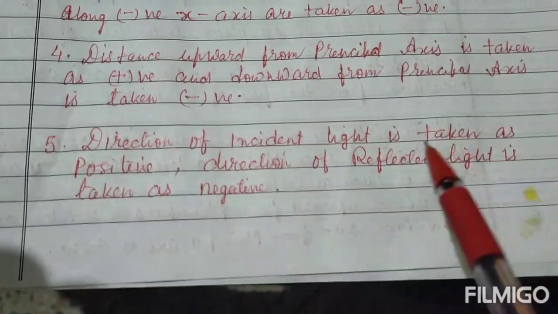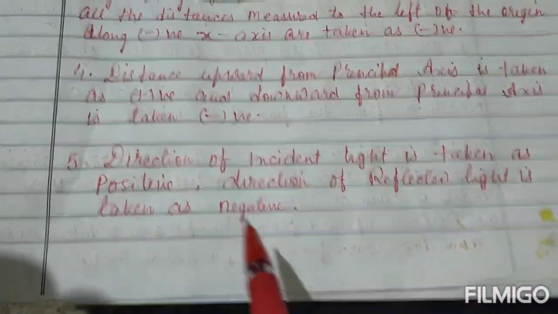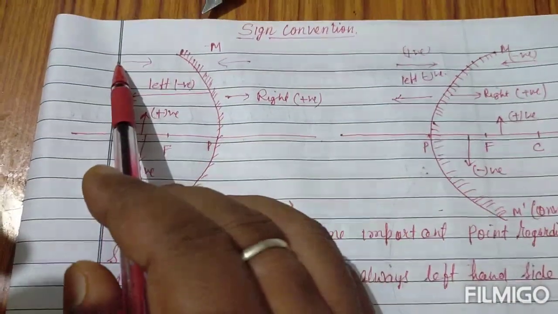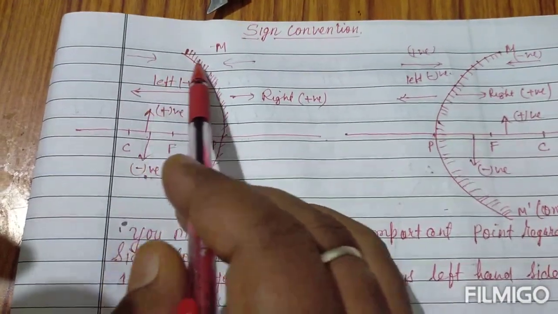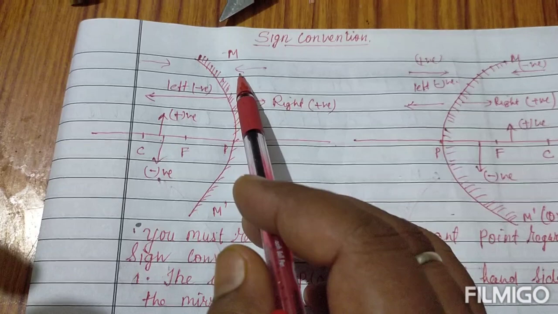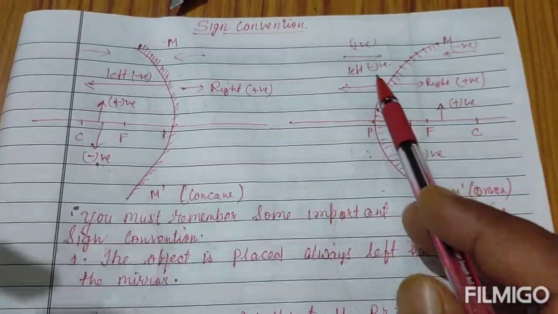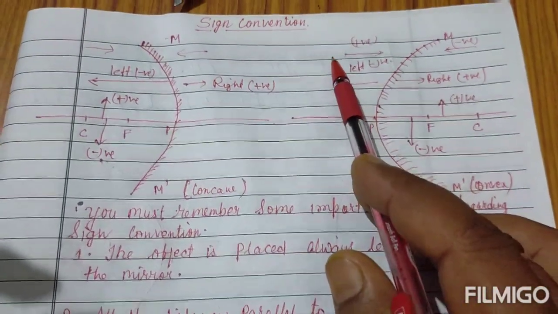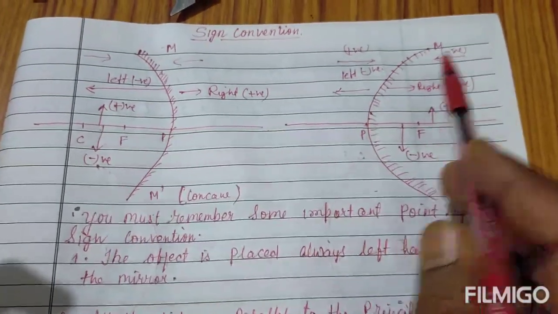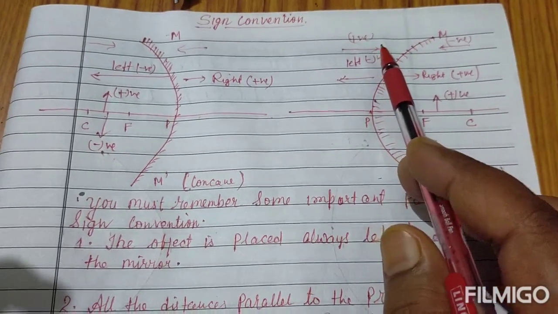the direction of incident light is taken as positive and the direction of reflected light is taken as negative. See the diagram. This is the direction of the incident ray, so this direction is taken as positive, and this direction is the direction of the reflected ray, so this direction is taken as negative. In case of convex mirror, this is the direction of the incident ray, so this direction will be taken as positive, and this is the direction of the reflected ray, so this direction is taken as negative.